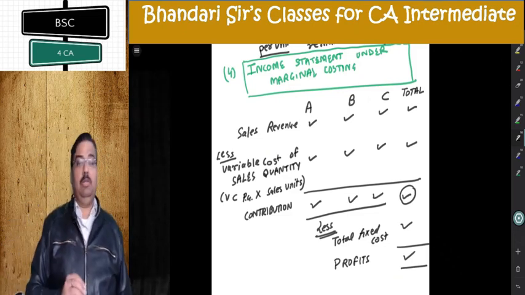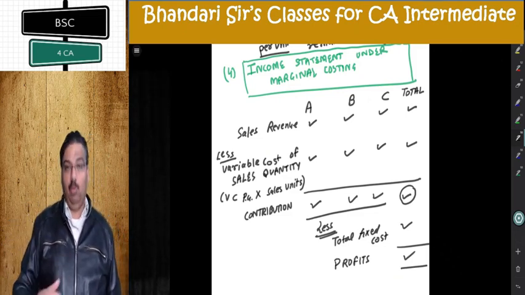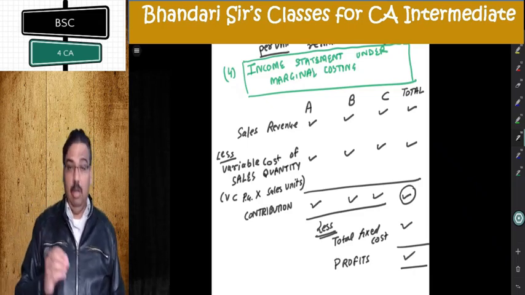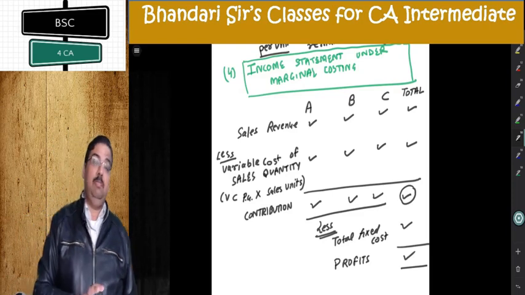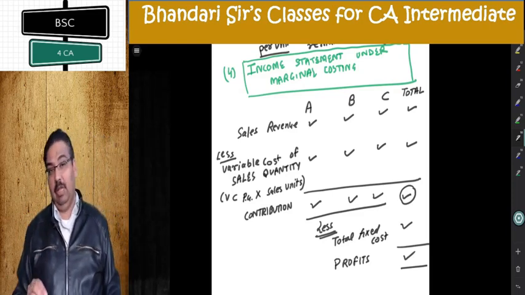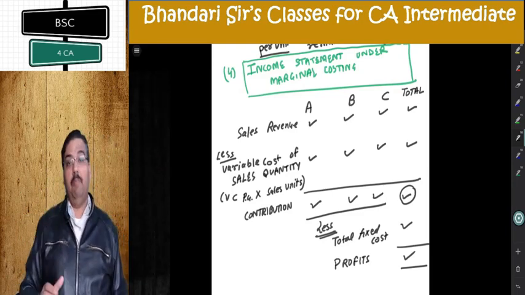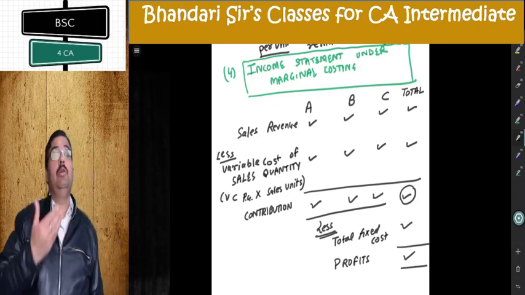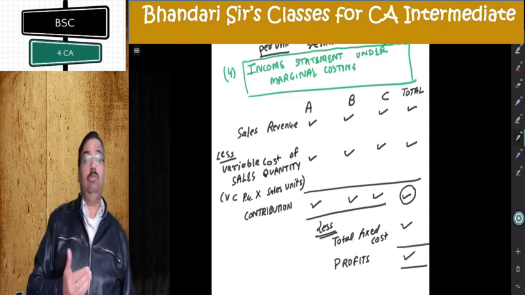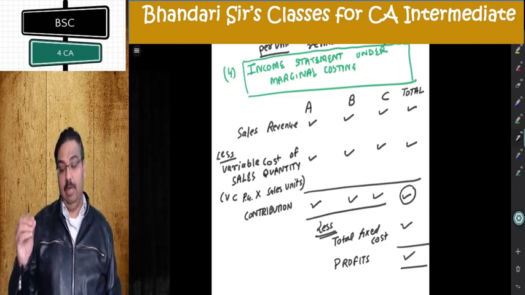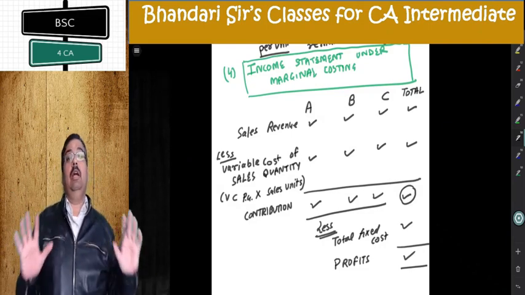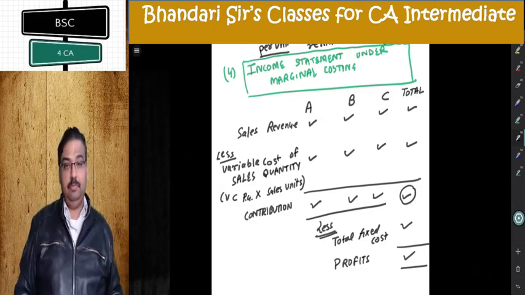This type of income statement we prepare frequently in many questions. So whenever profit is to be computed, we make it in this manner: sale less variable cost of sale, we get contribution. If there are multiple products, we add their contribution, we get total contribution. Total contribution minus fixed cost will give me profit of the company as a whole. These are some basic theoretical background concepts.